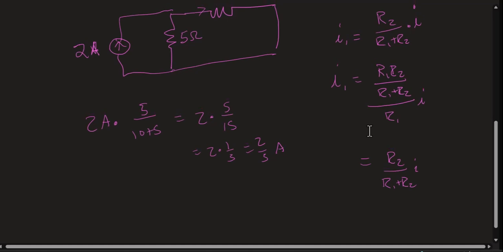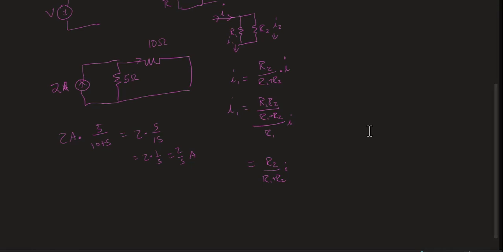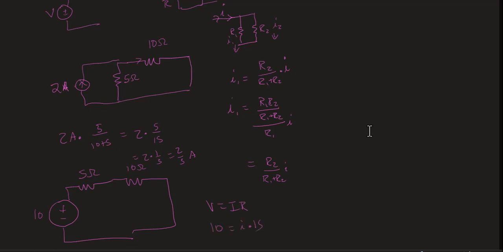Okay, so now let's see what it is if I do a source transformation. If I do a source transformation, then I get a voltage source of 10 volts and a resistance of 5 ohms. So the voltage source became 2 times 5, which is 10. And then I still have that 10 ohm resistor. So now, what is the current through the 10 ohm resistor? In this circuit, my total resistance is 15. V equals IR. 10 equals I times 15. I equals 10/15, or I equals 2/3 amps. So I get the same answer.